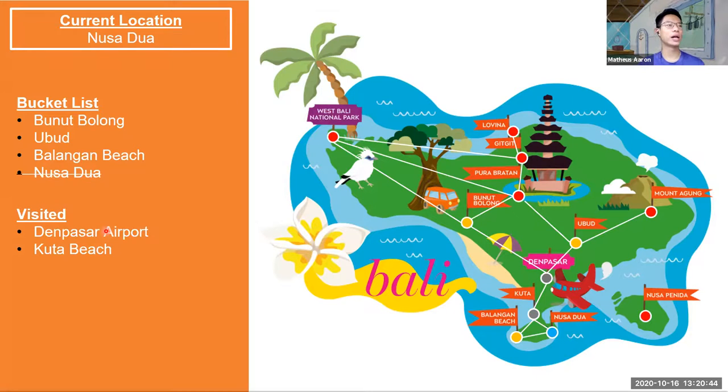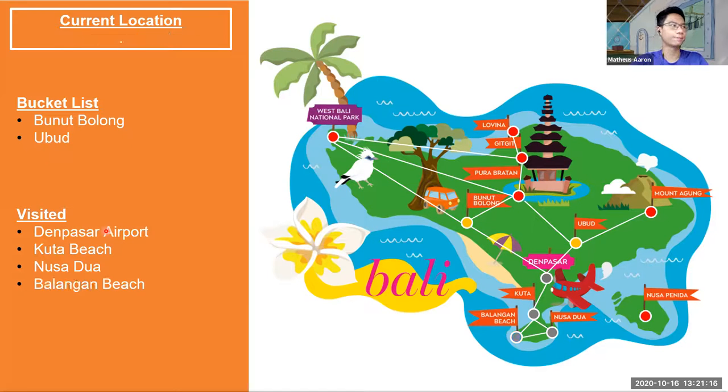Now from Nusa Dua, I can see Kuta Beach at Kuta and Balangan. Now I visited Kuta before and Balangan is already in my bucket list, so it's quite redundant if I add them back. So at Nusa Dua, I enjoy the beach, I enjoy the beautiful hotels and a good buffet. And there's a club there, I enjoy my time there, but I add nothing to my bucket list or my visited list. I go to Balangan, same there. All the places that I can visit from Balangan have been visited before, so I'm not going to add anything there.